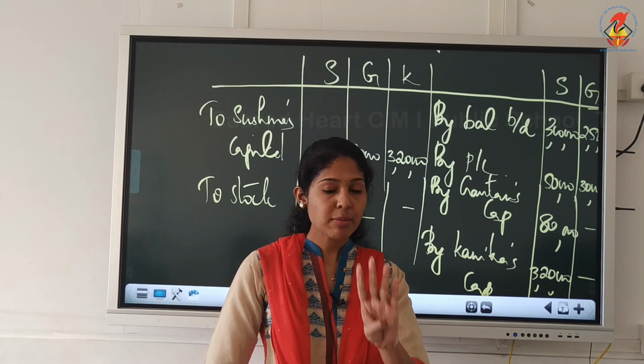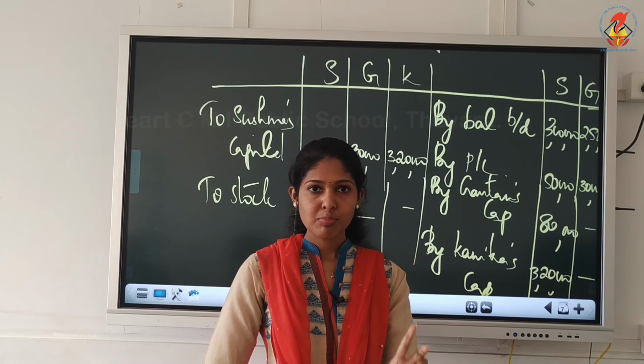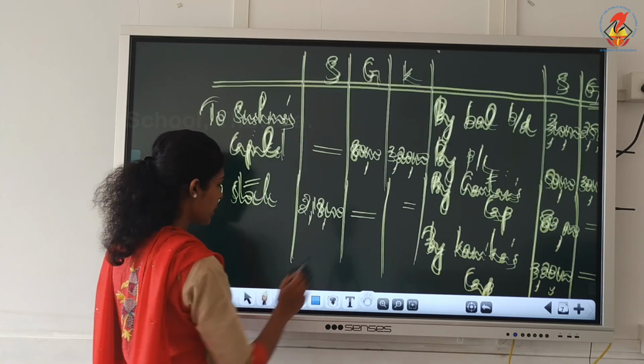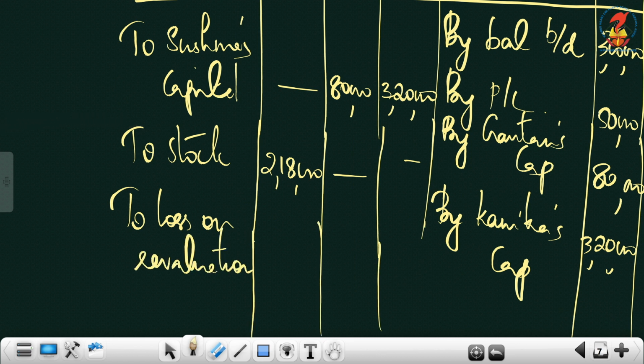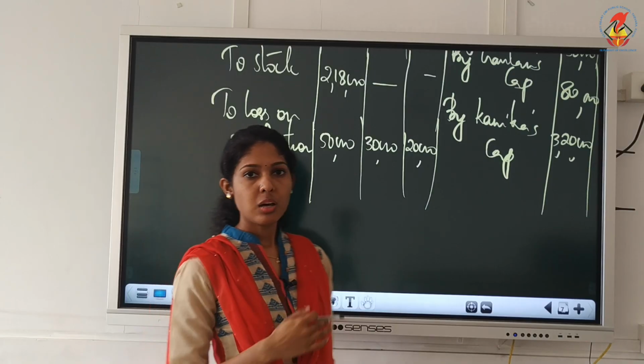Next is, did we finish the 4 steps? No, we wrote the opening balance, then the balance sheet items, adjustments, and the 4th step is transfer profit or loss. So here it is a loss which we will take to the opposite side. So to loss on revaluation, don't forget these 4 steps. So to loss on revaluation, it is 50, 30, 20. Okay. Yes. Now the steps are over.